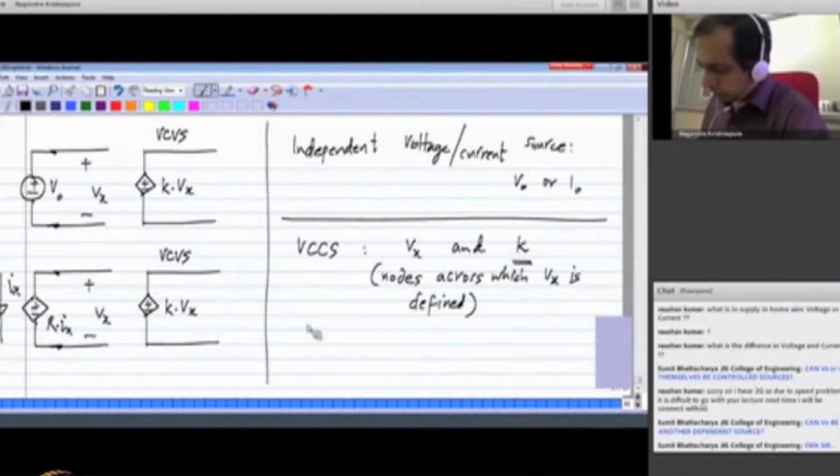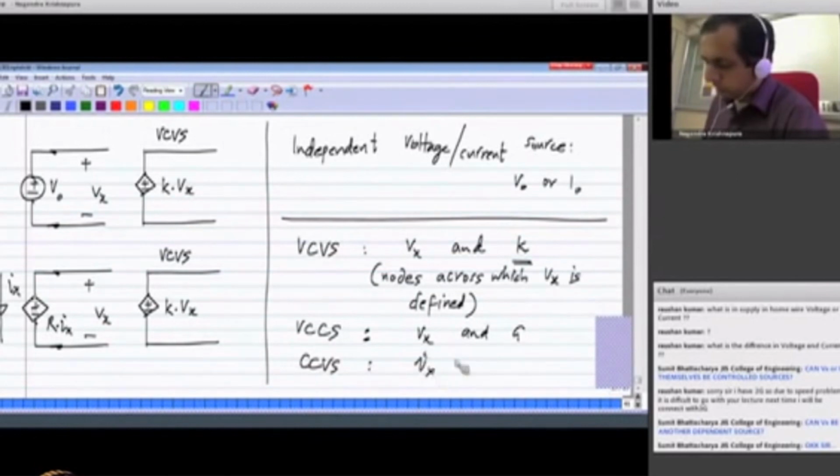Similarly, if it's a voltage controlled voltage source, you give Vx and K. Voltage controlled current source, you have to give Vx and G. All this will be given to you. Current controlled voltage source, you have to say what Ix is, which direction it is, and some R, which is the proportionality constant, and a current controlled current source, Ix and K. Okay.